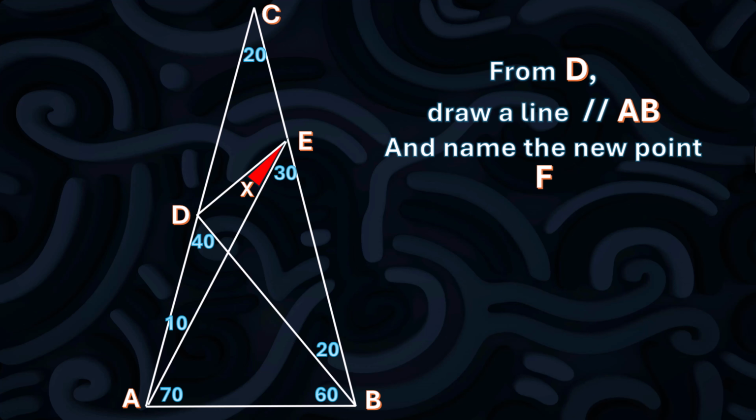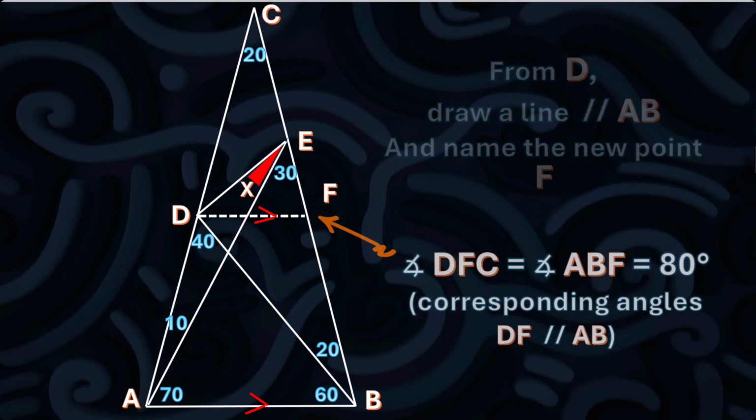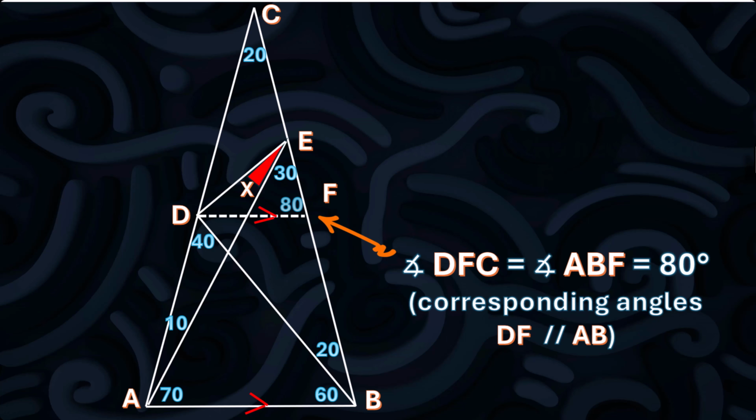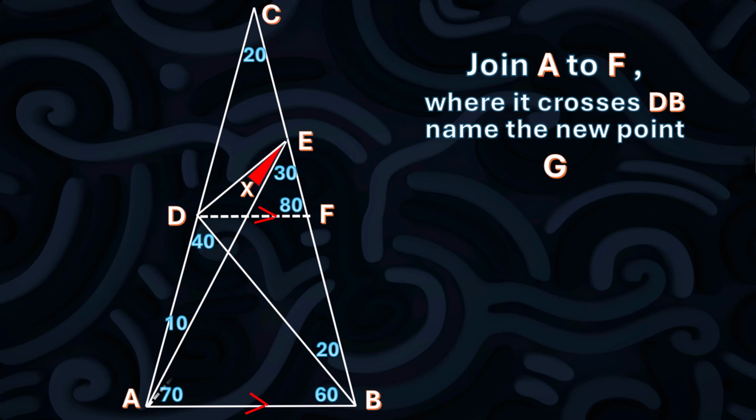Now from D, we're going to draw a line parallel to AB, and we're going to name the new point F. And then angle DFC will be 80 degrees because we have parallel lines and a transversal, which is CB. Draw another line, join A to F. And where it crosses DB, we'll name the new point G.